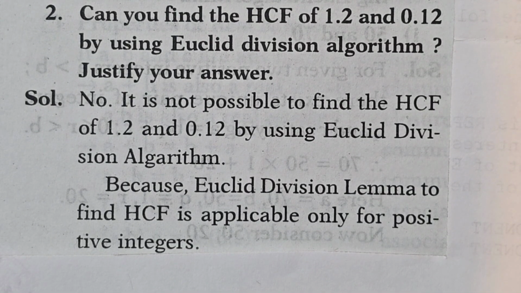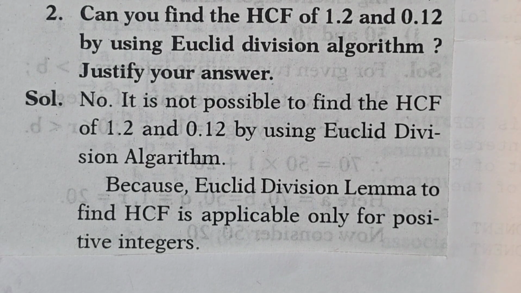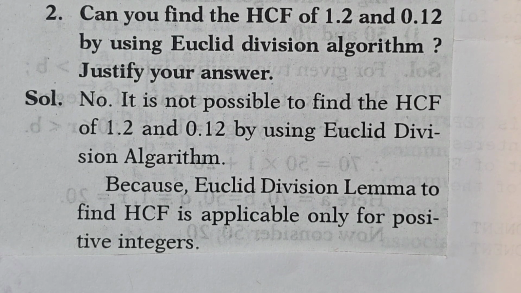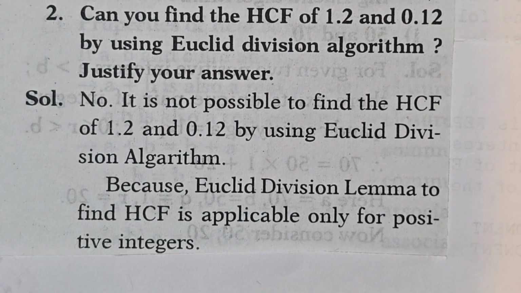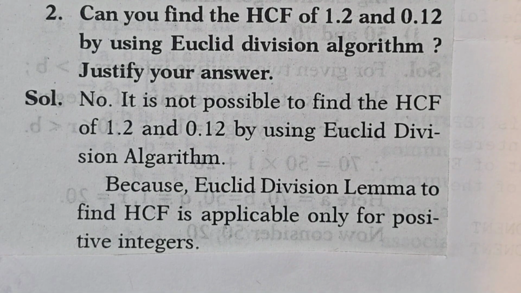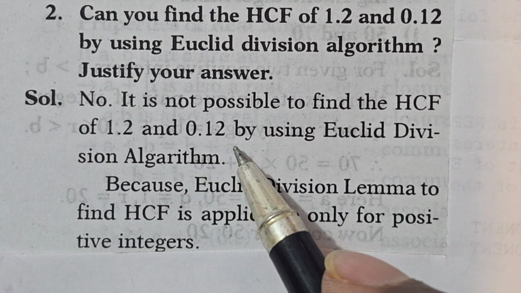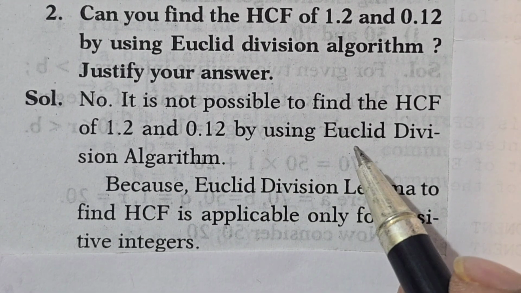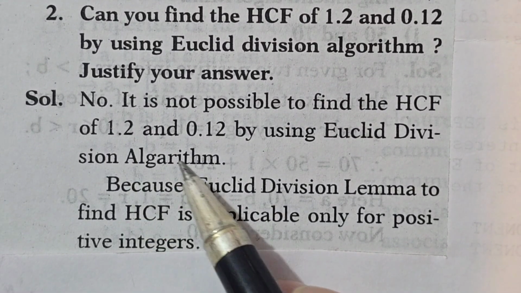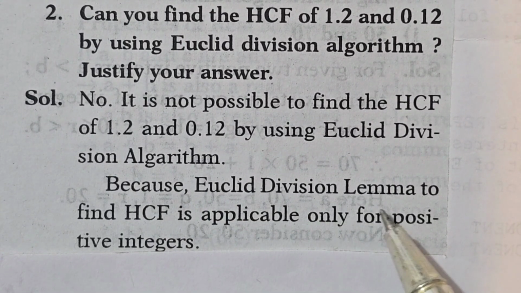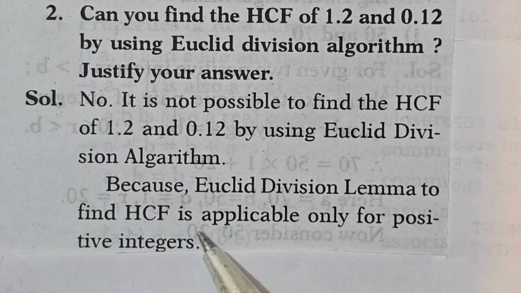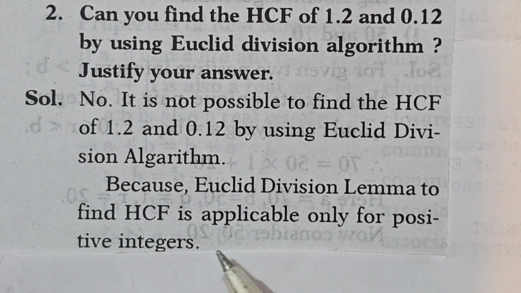Can you find the HCF of 1.2 and 0.12 by using the Euclid division algorithm? Justify your answer. No, because we know that a and b are positive integers. It is not possible to find the HCF of 1.2 and 0.12 using the Euclid division lemma, because the Euclid division algorithm to find the HCF is applicable only for positive integers.